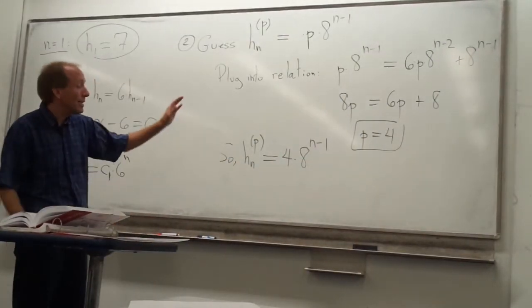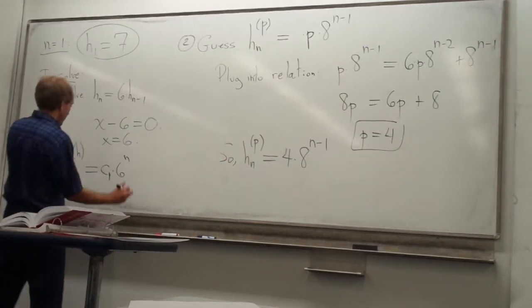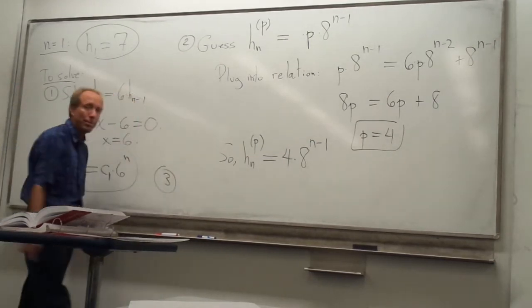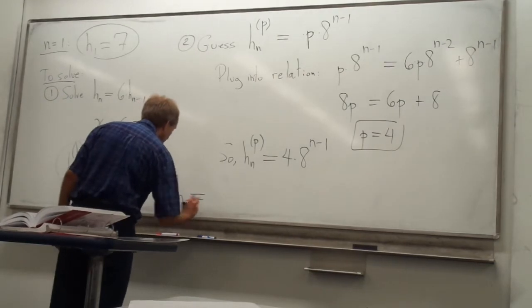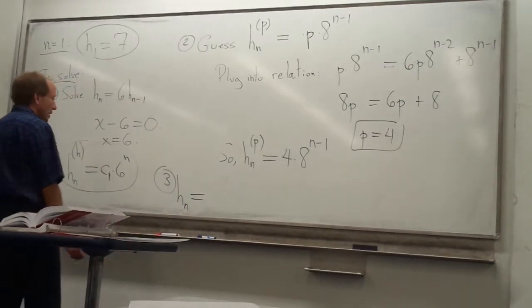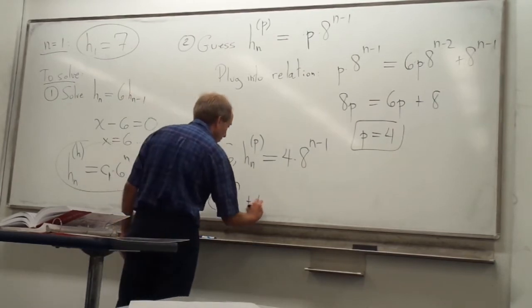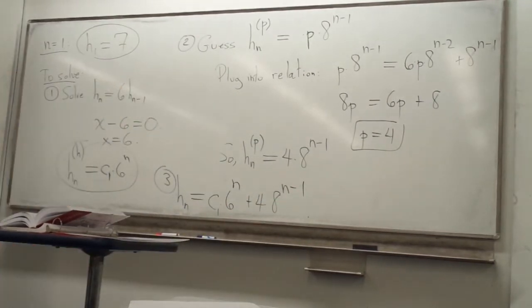All right, so I'm going to take this as right, and we have this as the particular piece. So what's step 3, our third and final step? Add them together. So the overall solution for Hn is C1 times 6 to the n plus 4 times 8 to the n minus 1. Am I done? No, what else do I need to do? Now I use the initial condition to find what C1 is.